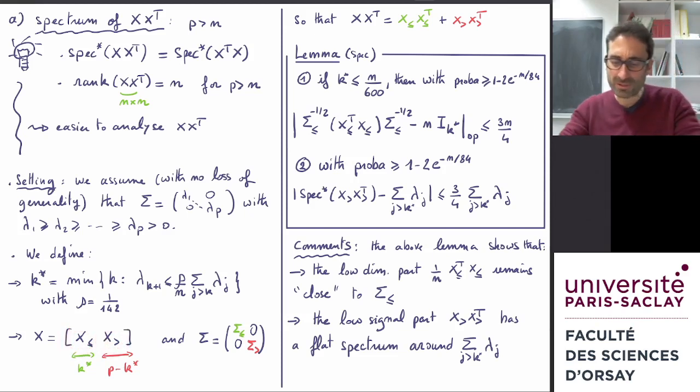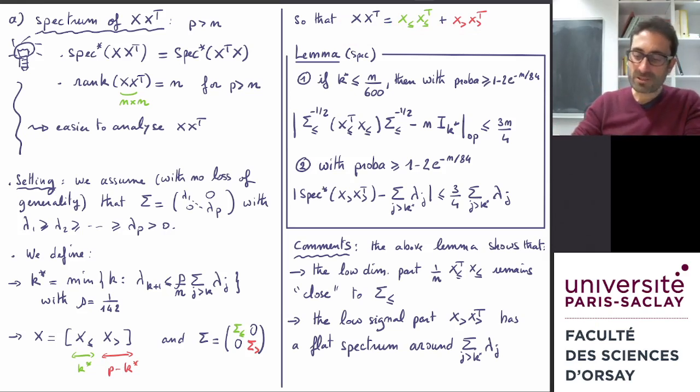And why so? Because what is nice with x transpose is that you just have this decomposition into the green and the red part. So when you look at x transpose, you have the sum of the low dimensional part plus the high dimensional part. Okay, so these two parts are disentangled, so we can easily analyze them. So the first result is as follows.